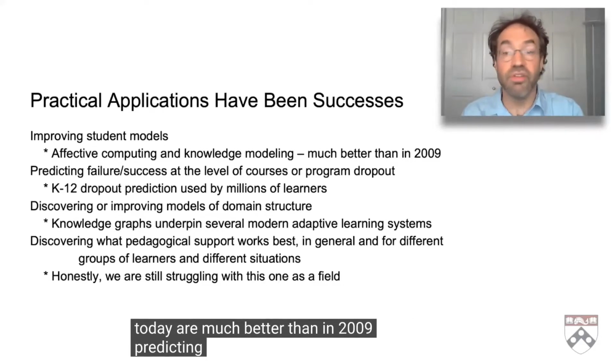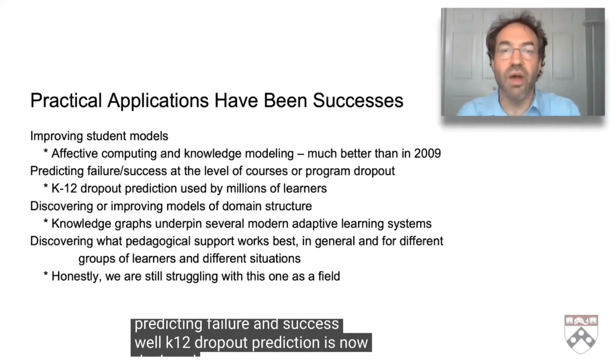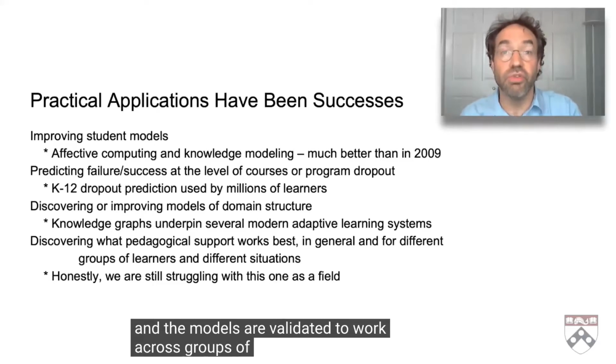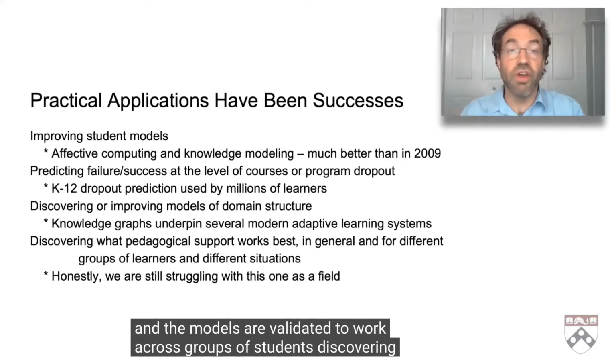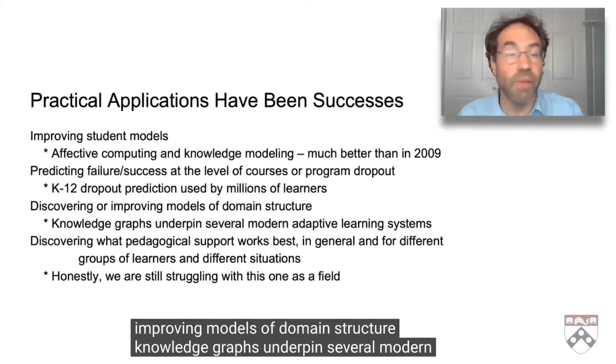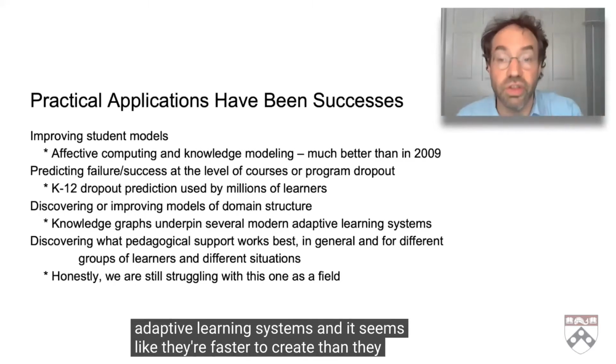Predicting failure and success, well, K-12 dropout prediction is now deployed to millions of students a year, and the models are validated to work across groups of students. Discovering or improving models of domain structure, knowledge graphs underpin several modern adaptive learning systems, and it seems like they're faster to create than they used to be.